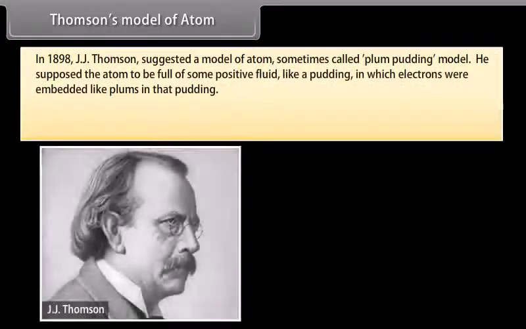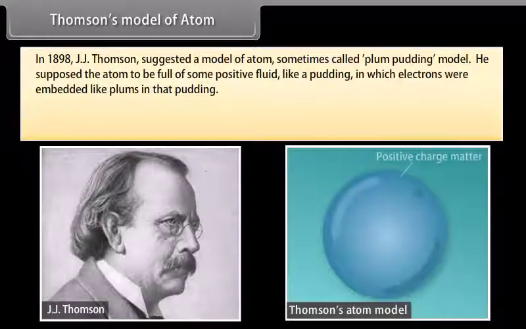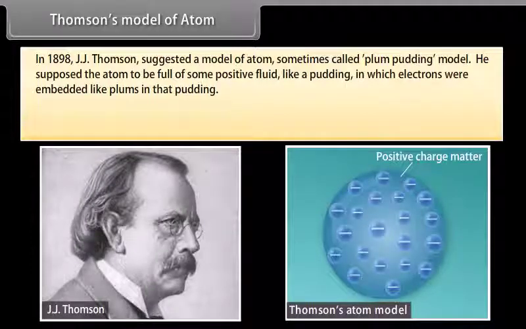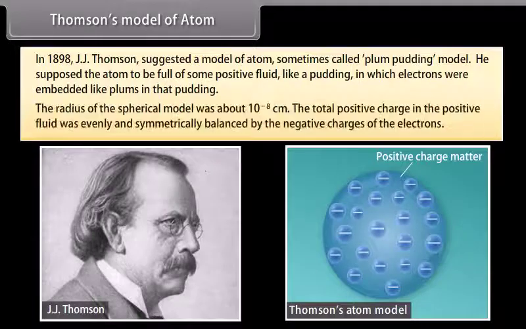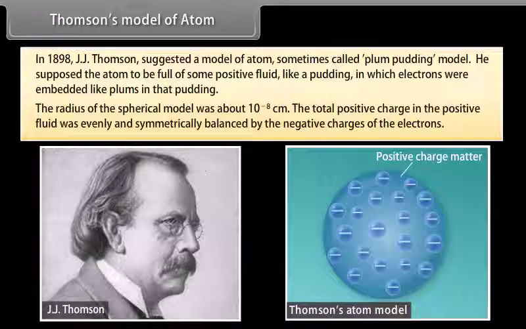Thomson's model of atom. In 1898, J.J. Thomson suggested a model of atom, sometimes called the plum pudding model. He supposed the atom to be full of some positive fluid, like a pudding, in which electrons were embedded like plums in that pudding. The radius of the spherical model was about 10 raised to the power minus 8 centimeter.